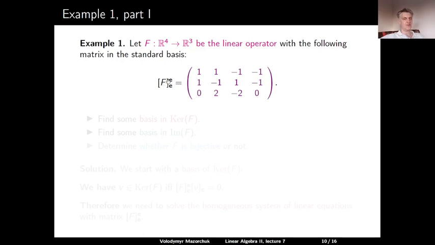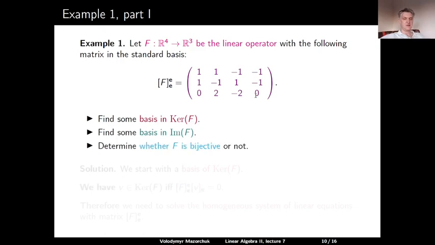So the matrix of F in the standard basis is the matrix 1, 1, minus 1, minus 1, 1, minus 1, 1, minus 1, 0, 2, minus 2, 0. Find some basis in the kernel of F, find some basis in the image of F, and determine whether the map F is bijective or not. Solution. Let us start with a basis in the kernel of F.